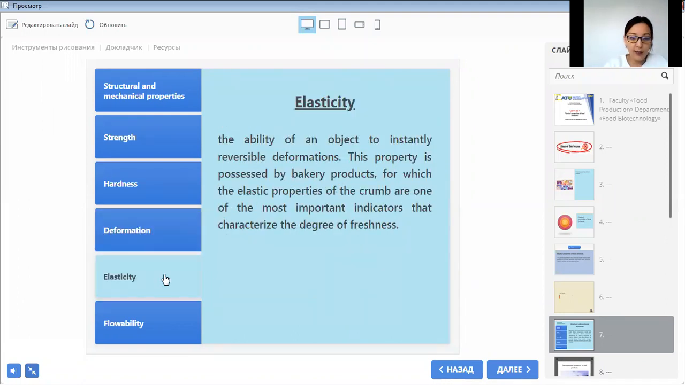And the next characteristic is elasticity. It is the ability of an object to undergo instantly reversible deformation, and this property is possessed by baked products, for which the elastic properties of the crumb are one of the most important indicators that characterize the degree of freshness.